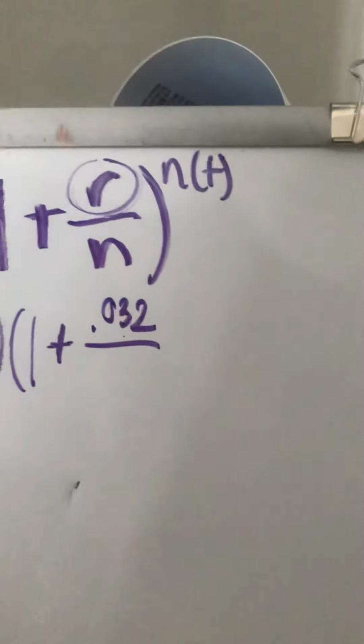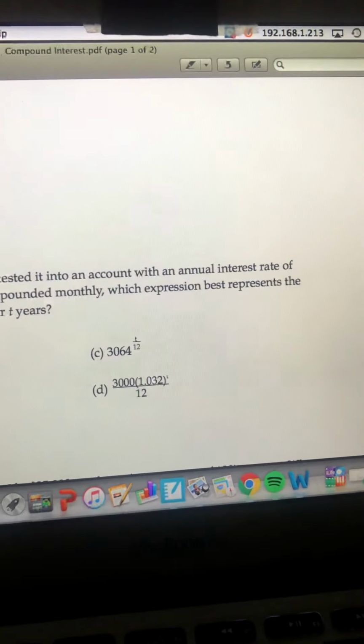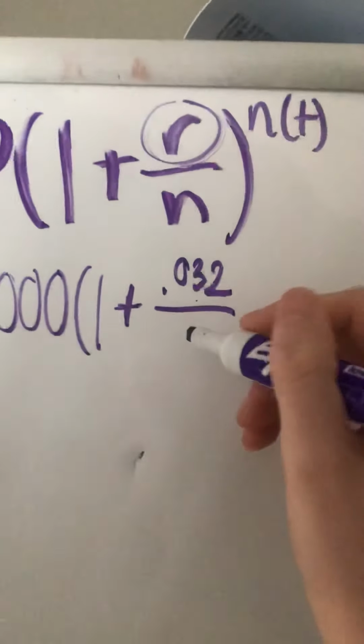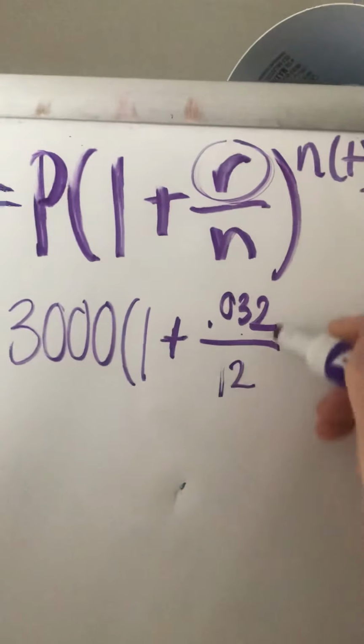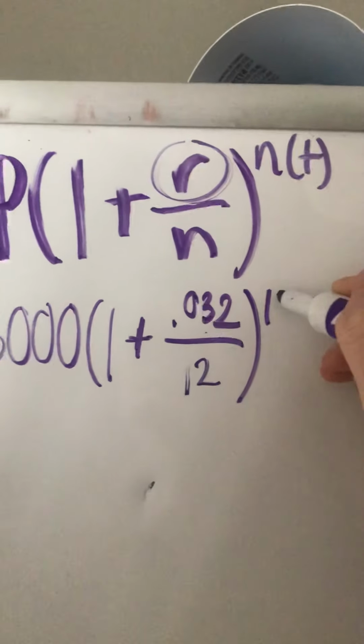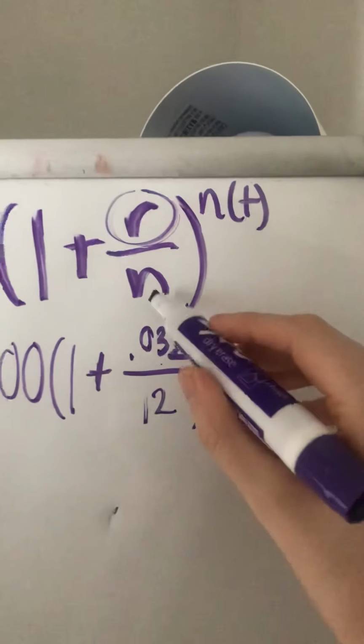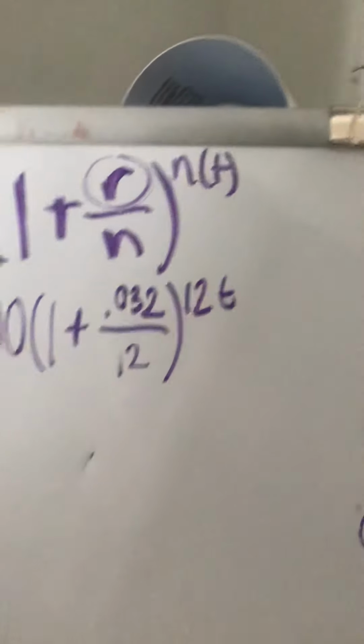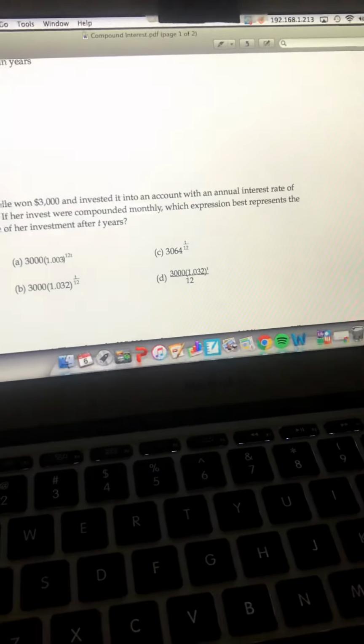And in this case, it's getting compounded monthly. So how many months are there in a year? Well, that should be 12. So I'm plugging 12 in for n. And then since I plugged 12 in for n here, it must also be plugged in there as well. And the t is going to stay. So then that's going to leave me with, which choice does that match?